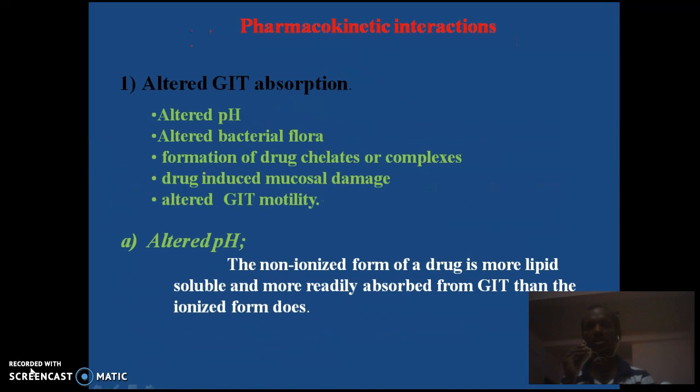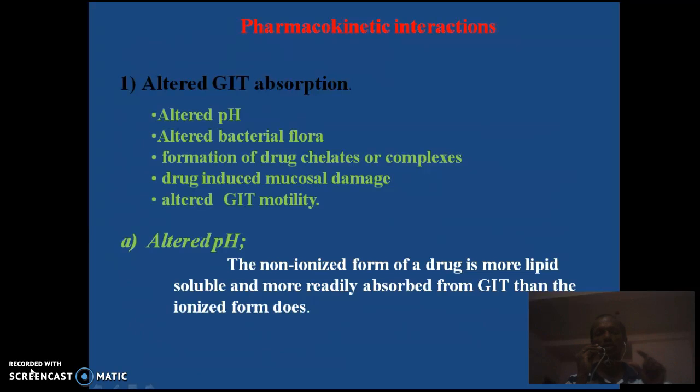So first we start our discussion with the pharmacokinetic interactions. This type of interaction usually occurs at four levels, namely absorption, distribution, metabolism, and excretion. If you come to absorption, the change in the absorption of one drug by another drug might be due to altered pH, altered bacterial flora, formation of drug chelates or complexes, drug-induced mucosal damage, or altered GIT motility.